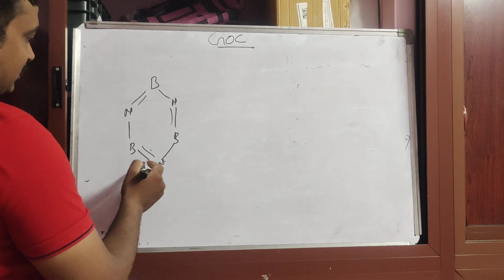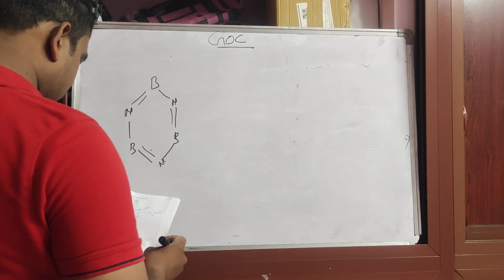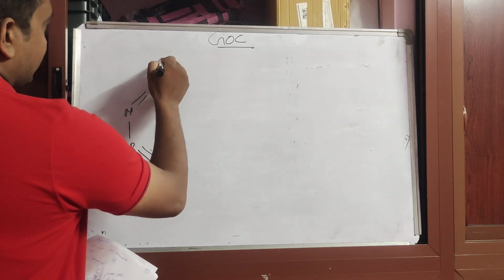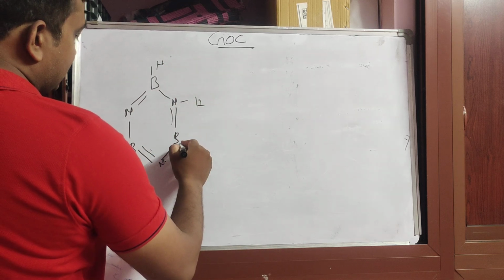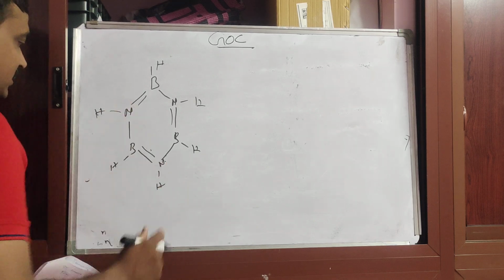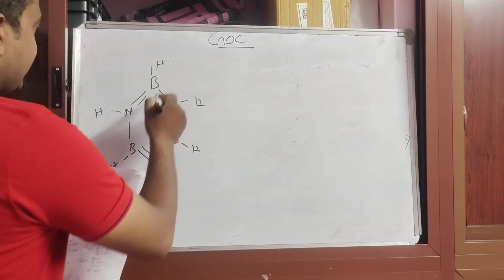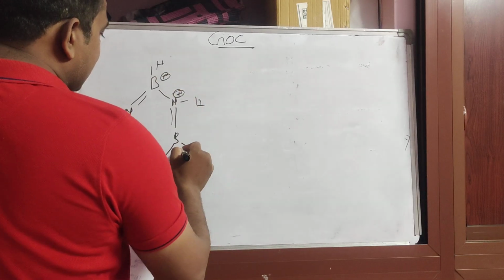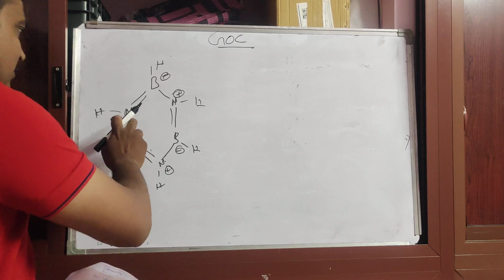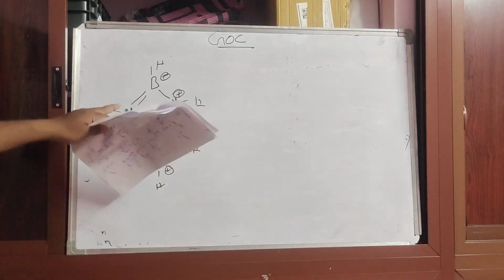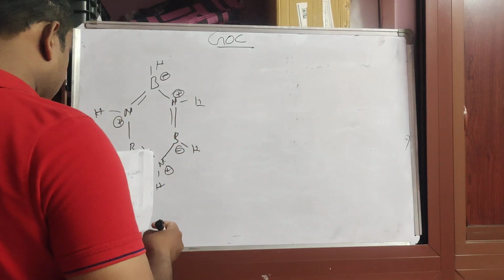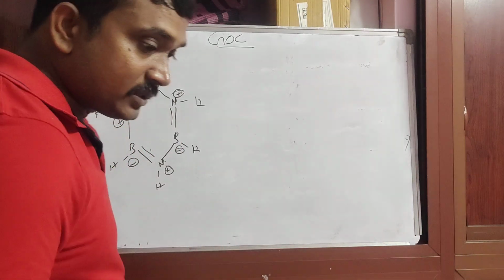How many bonds does boron have? How many bonds does nitrogen have? Boron has hydrogen, hydrogen, hydrogen; this is hydrogen, this is hydrogen, this is hydrogen, this is hydrogen. Yes, this is B negative charge and positive charge, because 1, 2, 3, 4 bonds, and 1, 3. The lone pair is donated. That's why this is inorganic benzene.